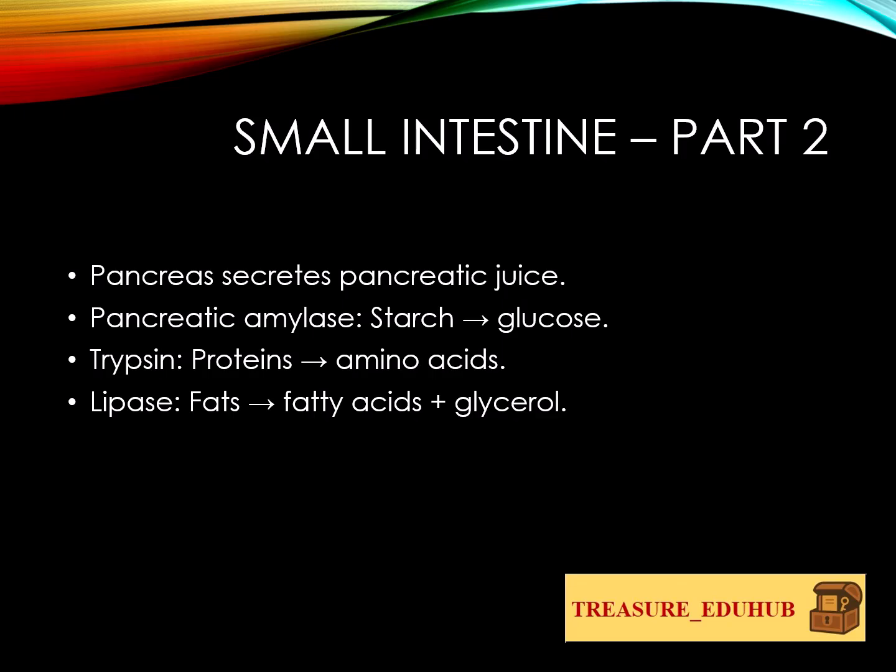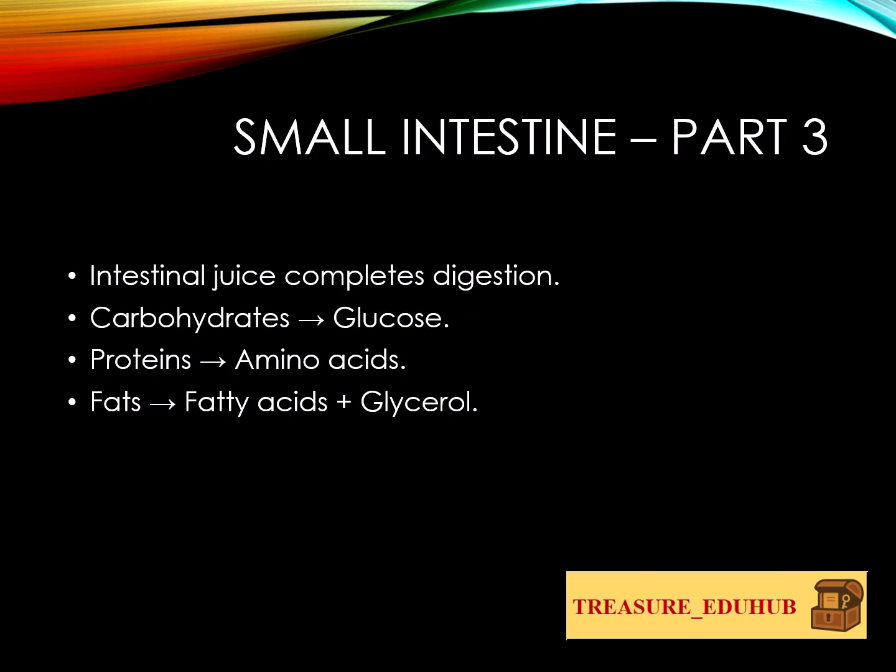So we can say that in the small intestine, the liver, pancreas and intestinal juices ensure that all the molecules are converted into their simplest form. The simplest form of carbohydrate is glucose, the simplest form of protein is amino acid, and the simplest form of fat is fatty acid plus glycerol.